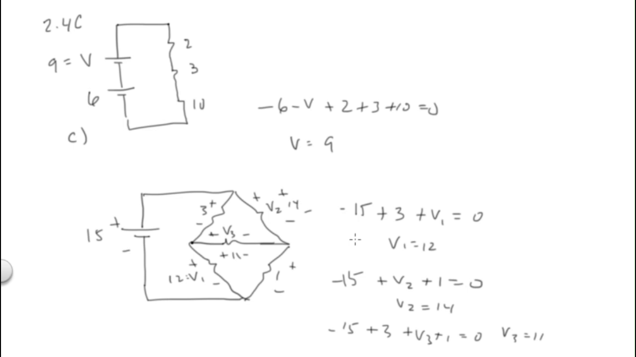Now let's check. If this works, we'd better get this little loop right here. V2, which is 14, so 14 minus 11 minus 3 equals 0. Does that happen? Yes, it does. So we know that these values agree. The 11, the 14, the 1, the 12, and the 3. So we found all the unknown voltages. If it doesn't check out, if it doesn't agree, then we know we got a problem, but it does.